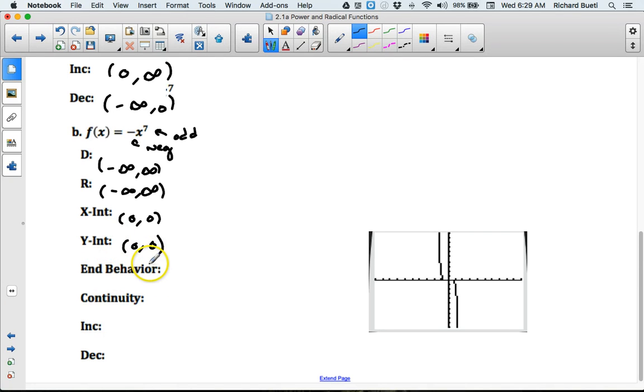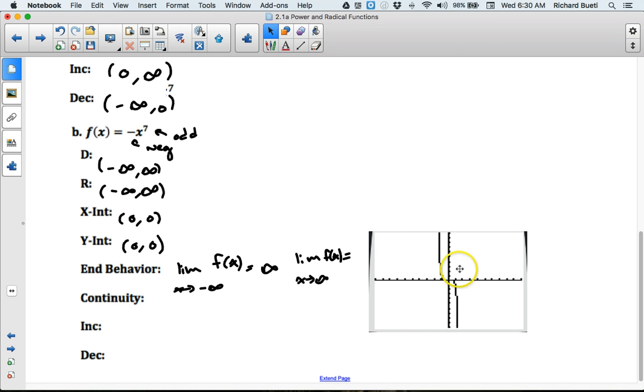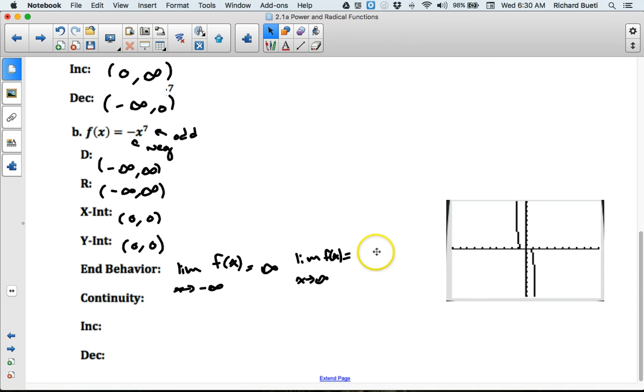The end behavior we write as two limits. The limit as x goes to negative infinity of f of x: I start at the center of the graph, and I see that the graph is increasing to positive infinity, sorry. So it goes to positive infinity. And then the limit as x goes to positive infinity of f of x: I start at the center of the graph and move to the right, and I see that the y values are going to negative infinity. So let's move this out of the way. This is going to negative infinity.